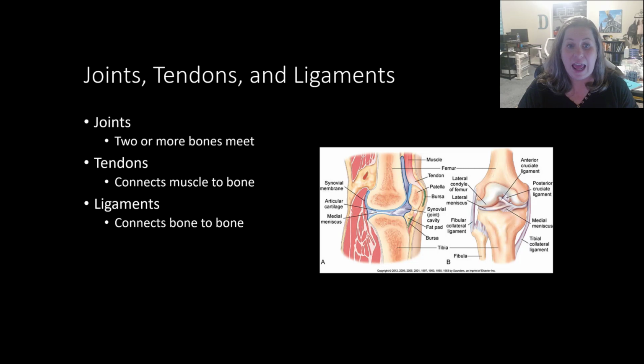However, on the other hand, in A, you can see that there's going to be a tendon that runs across the front of the knee that the patella is embedded in. That is known as the patella tendon, and it connects, again, the quadricep to the lower leg bone, the tibia.